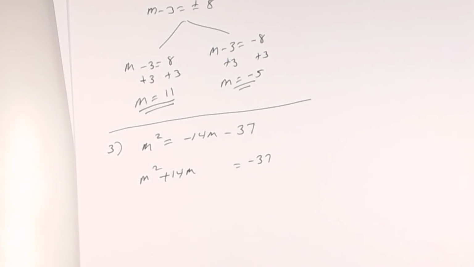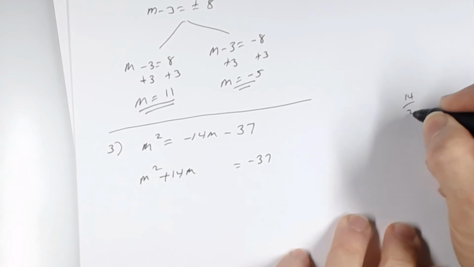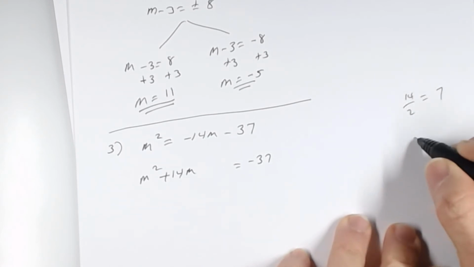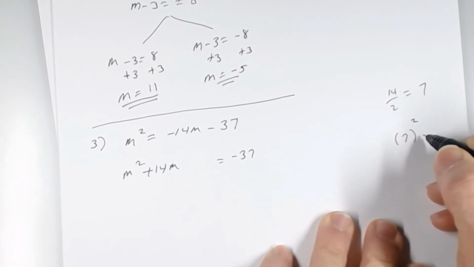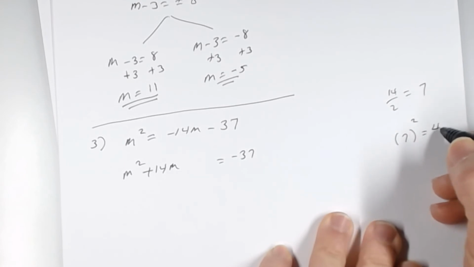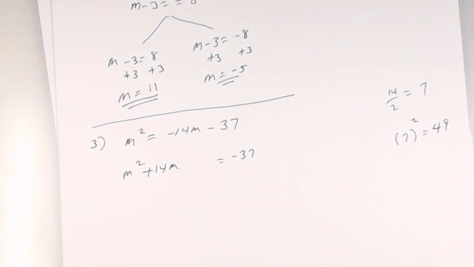All right. Now, what's the next step? Take the coefficient of m, which is 14. 14 divided by 2. So let's write that down. 14 divided by 2 equals 7, right? So let me take that 7, and what do I do to that 7? I square it. You got to square first, right? Which is what? 49.